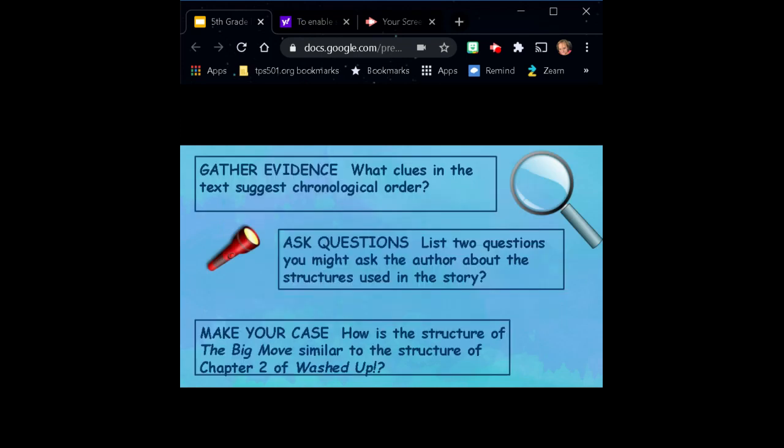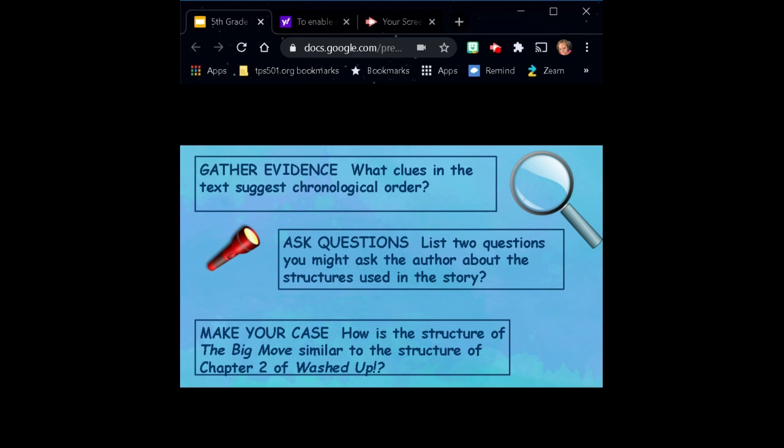All right, this is where we will look at how you need to gather your evidence. First thing you will do is gather the evidence. What clues in the text suggest chronological order? Now, remember, I mentioned earlier the text structures would include sequence, and sequence is the same as chronological order. So, what clues in the text suggested that it was chronological order?